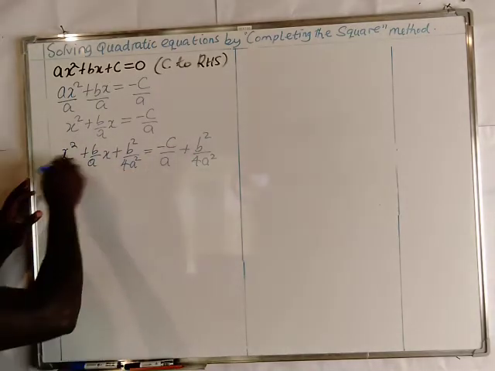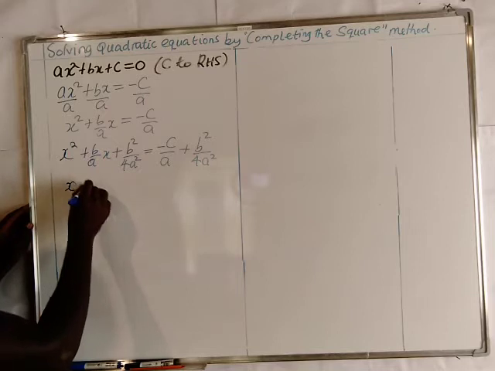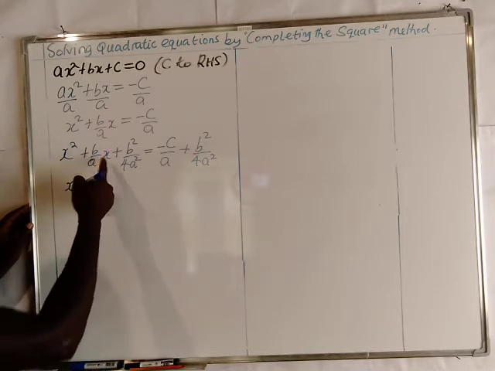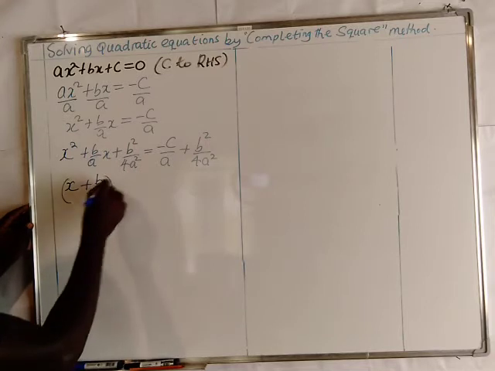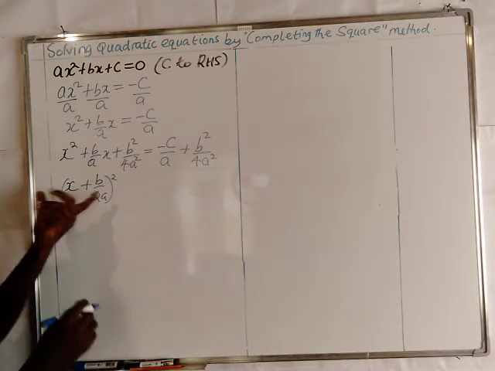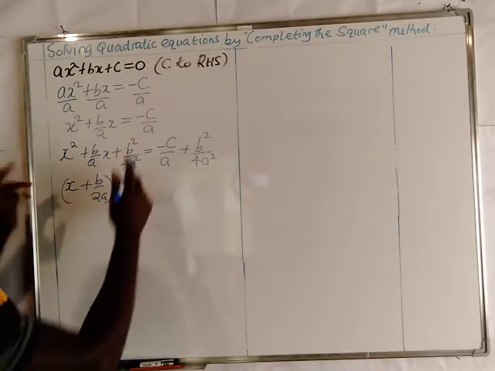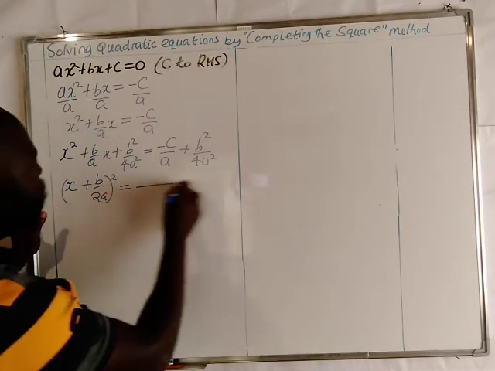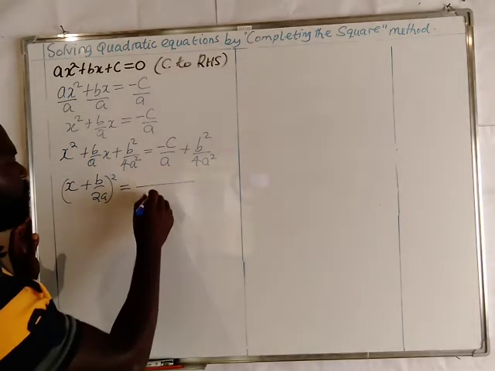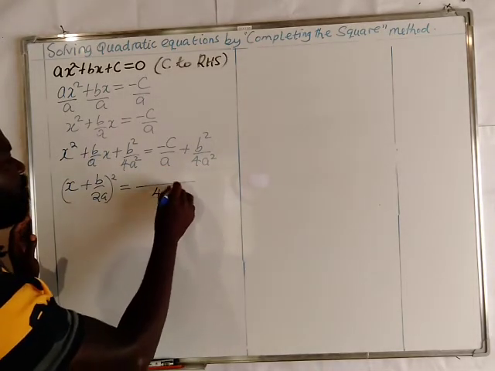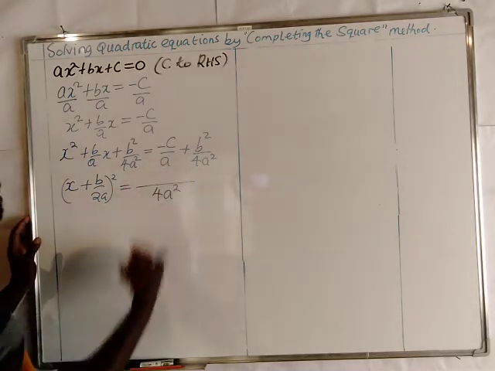So that we have, factorizing the left hand side, we shall have x plus half of the coefficient of x, b over 2a, and we put it in bracket, then we square. So these are the two roots of this expression on the left hand side. On the right hand side, we express as a single fraction. So we look for the common denominator. In this case, it is 4a to the power 2. Then we express this one as a single fraction.